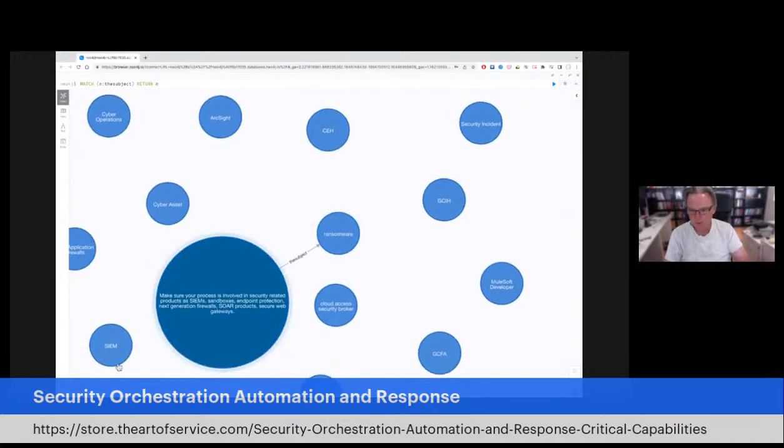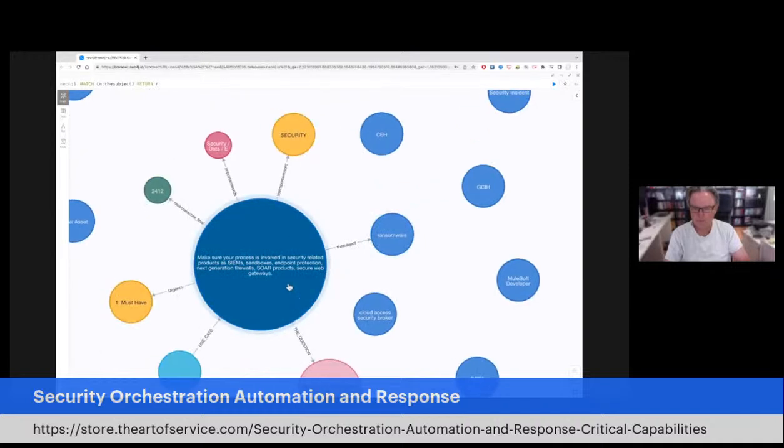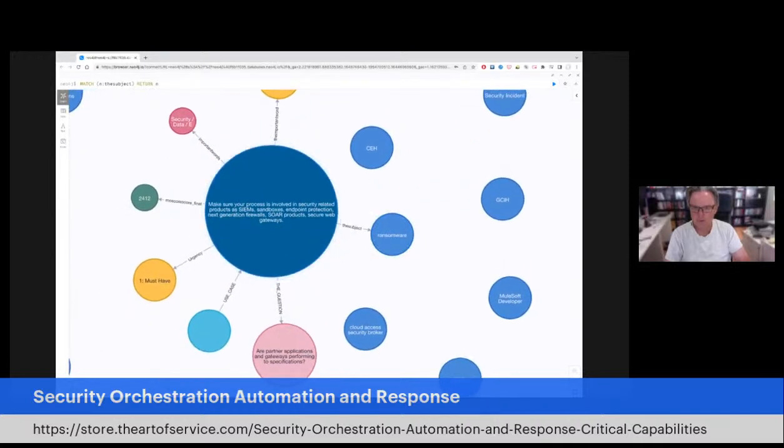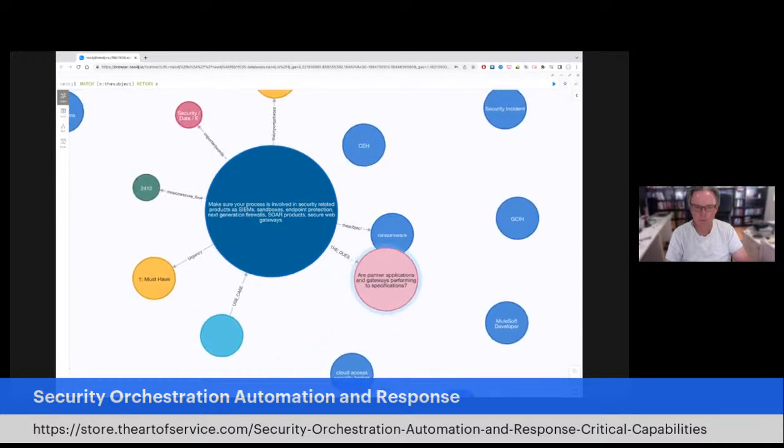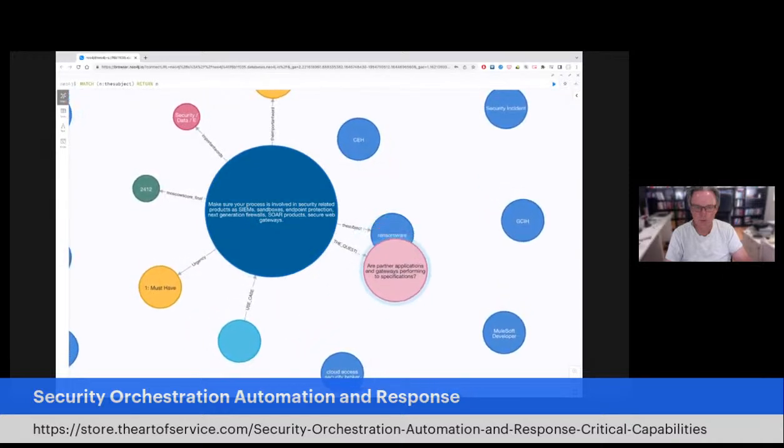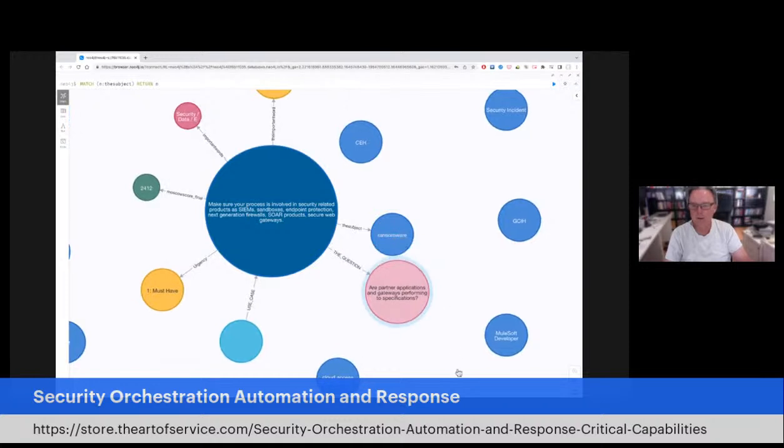Ransomware. Make sure your process is involved in security-related processes, SIEMs, sandboxes, endpoint protection, next generation firewalls, SOAR products, secure web gateways. All right. There we go. Double click. Are our partner gateway applications and gateways performing to specifications? Yeah, interesting if I compare that to ransomware, in the light of ransomware.